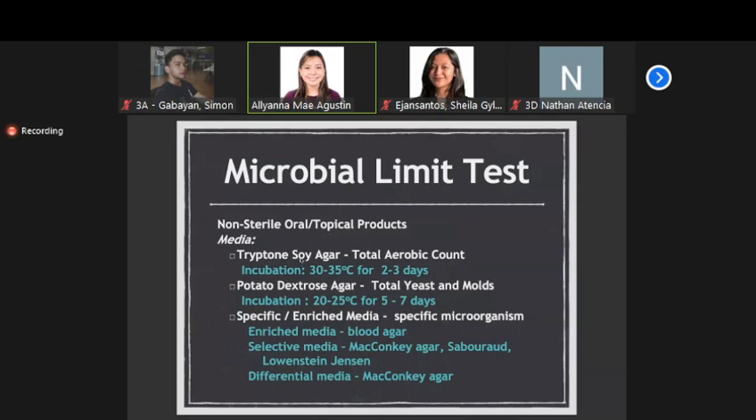So we use your tryptone soy agar. For yeast and molds, no, for fungi, we use your potato dextrose agar. And specific bacteria, we have the specific media. No? So, just to check if may mag-grow, then tingnan natin kung below siya sa limit or acceptable pa ba siya. No? The number of bacteria present.